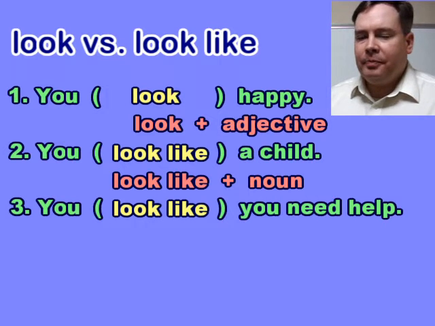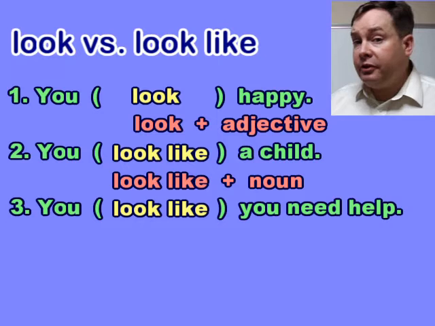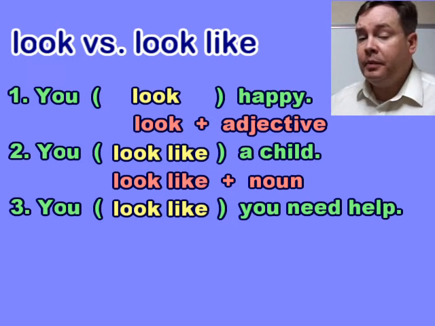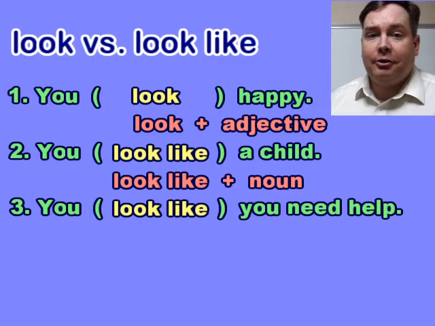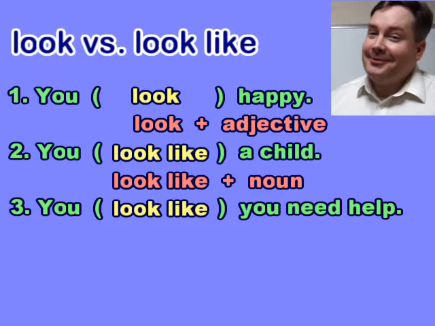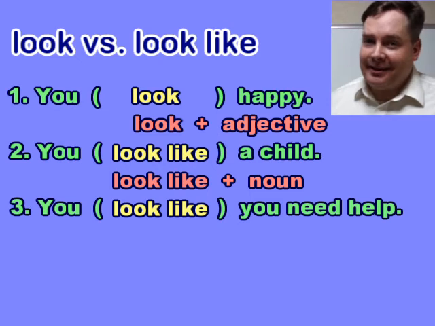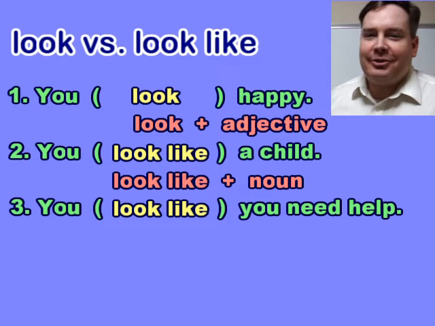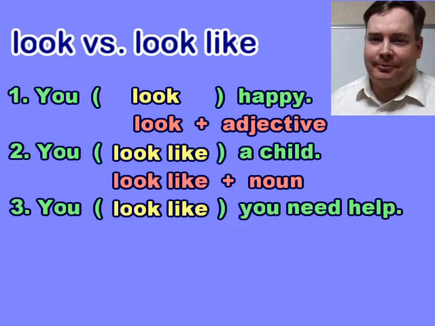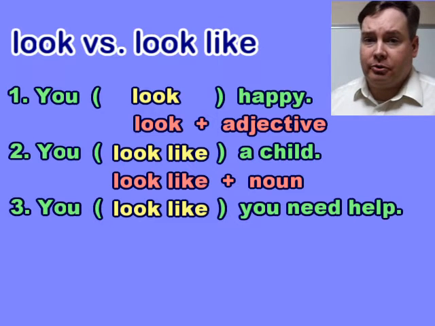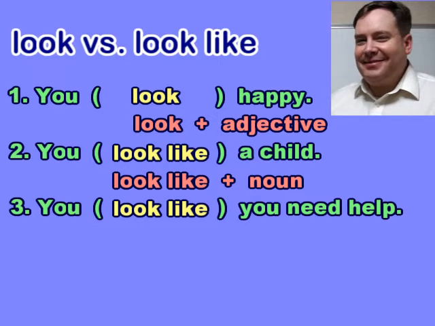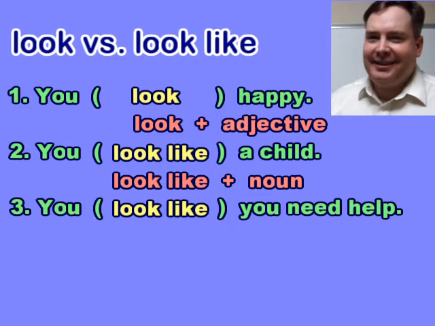In British English, some speakers will skip the like in this situation. So it is possible you might hear a British English speaker say, you look a child. Now, for me as an American, that sounds very unnatural. I and every other American would pretty much never say, you look a child. But some British English speakers do say that, so we have to be a little careful with that. Still, as an American, I recommend, if you have only a noun, please use look like.